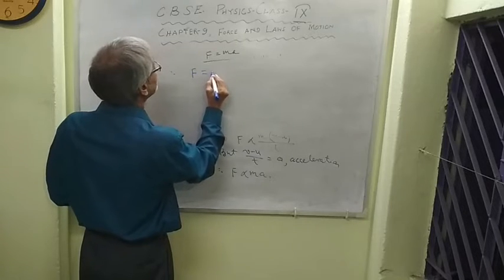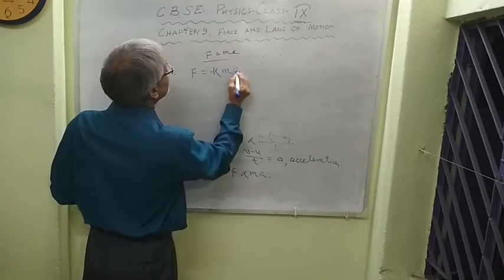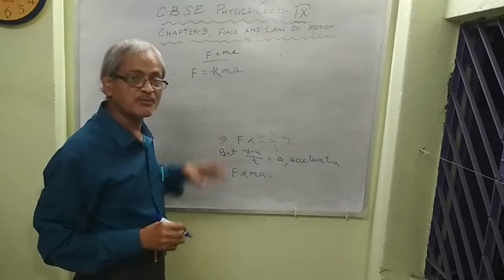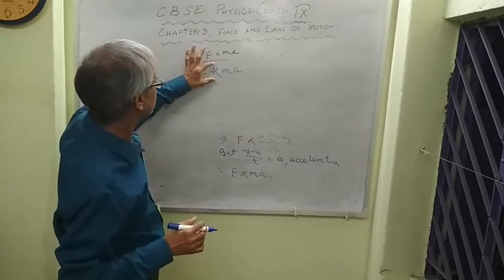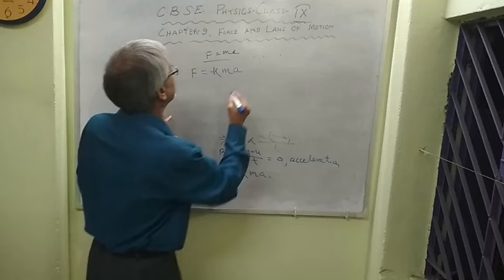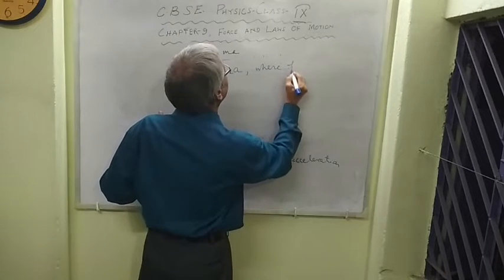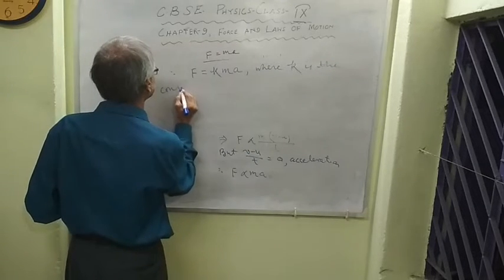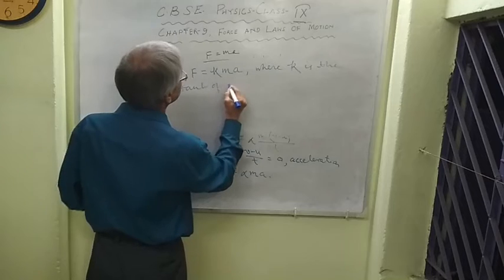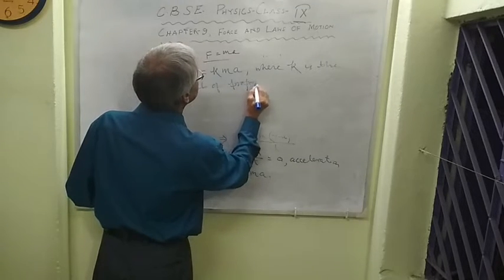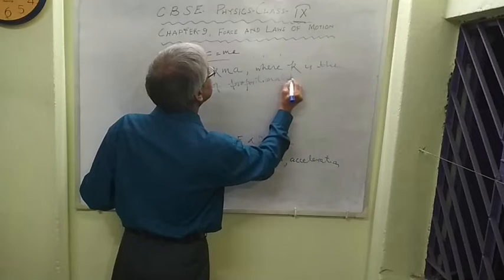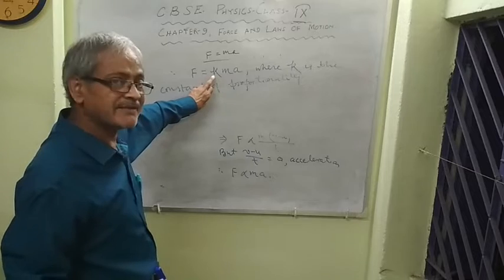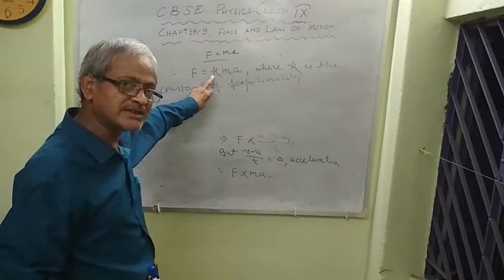Therefore, F equal to some constant K into M into A. Because if we withdraw the proportional sign, then a constant of proportionality must be taken. Here K is the constant of proportionality.